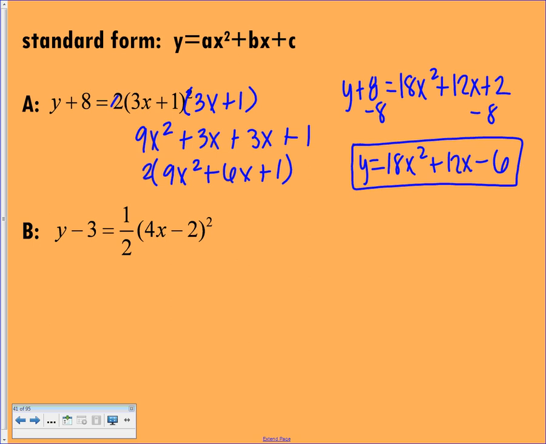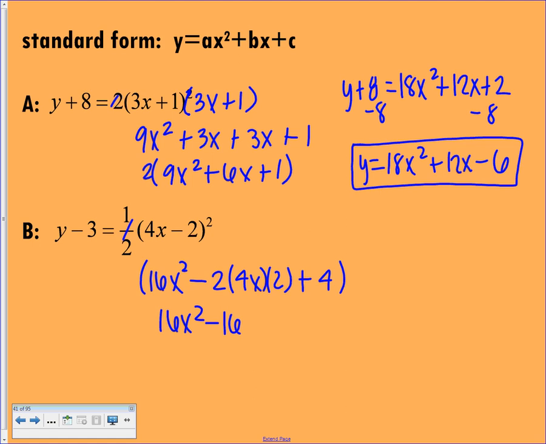So if we try example B, I'll do it this way with the shortcut. Again, you're going to leave your 1/2 till the end. It says take the first thing squared. So 4x squared is 16x squared, minus 2 times the first thing times the last thing, plus the last thing squared. So the shortcut gives me 16x squared minus 4 times 2 is 8, times 2 is 16x, plus 4. Now I'll go ahead and multiply all of that by 1/2, which gets me 8x squared minus 8x plus 2.